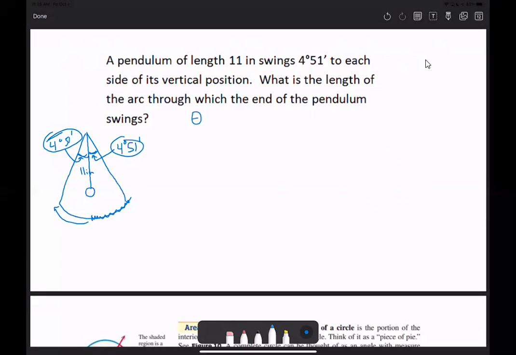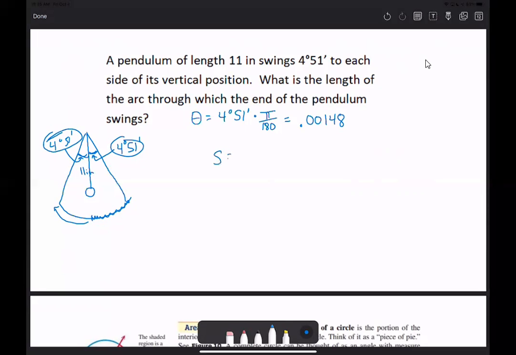Because it's in degrees and minutes, we're going to take 4 degrees 51 minutes in our calculator and multiply by pi over 180. Go ahead and put pi in the calculator and then divide it by 180, and we're going to get a decimal angle in radians, which is 0.00148. Okay, so that's in radian form.